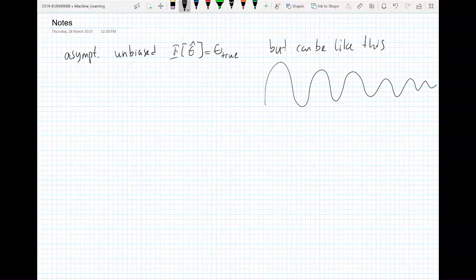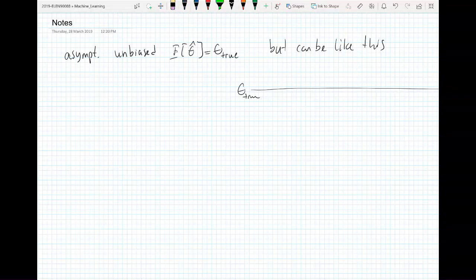It's not good. You see, you're fluctuating like crazy. It ends up going to the true theta, but it's not desirable to fluctuate like this. Actually, it doesn't even need to die out. It can be very much like this. The mean is the correct one, but it keeps fluctuating. That's not a good estimate, right?